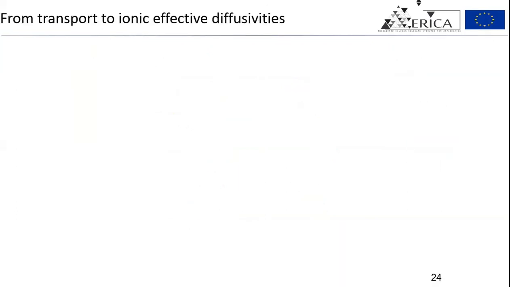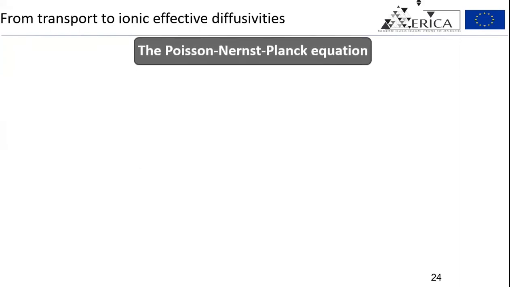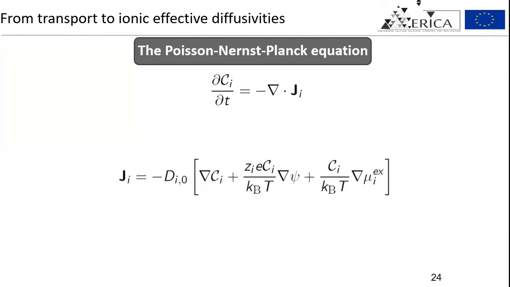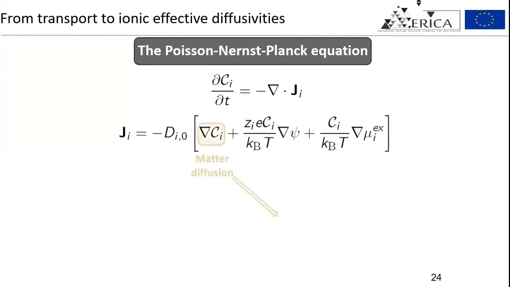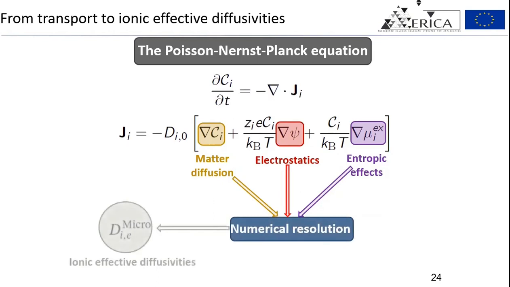In order to quantify transport, we need to compute the diffusivity of each ionic species. Therefore, the Poisson-Nernst-Planck equation needs to be resolved at the Bohr scale. To do so, molecular modeling techniques such as molecular dynamics and Monte Carlo algorithms are employed to compute the driving forces of transport, which consist of matter diffusion, electrostatics, as well as entropic effects. Once the individual and initial contributions are settled, numerical tools such as finite element methods or the previously presented lattice Boltzmann methods can be applied to compute the ionic effective diffusivities.